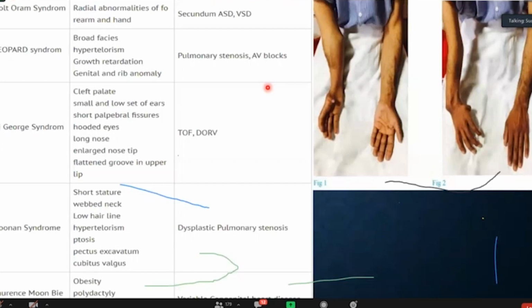Apart from this, you may get something known as Leopard syndrome. Again an important thing, where hypertelorism is an important finding. Pulmonary stenosis, hypertelorism. They are associated with pulmonary stenosis.